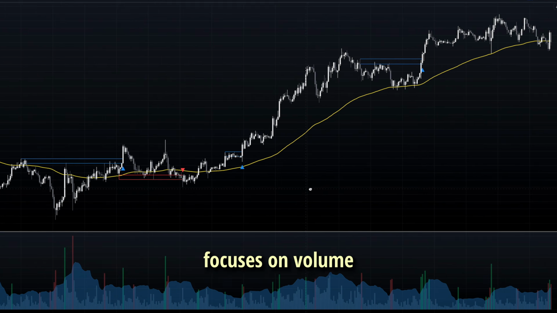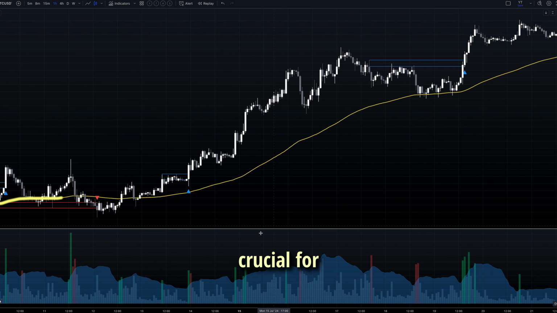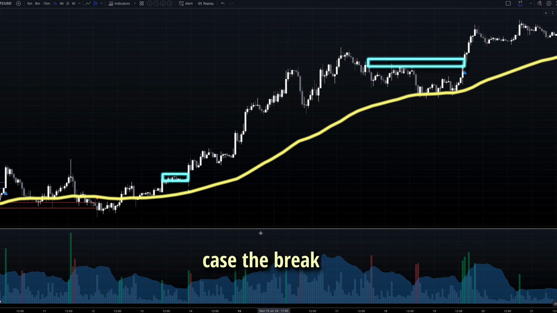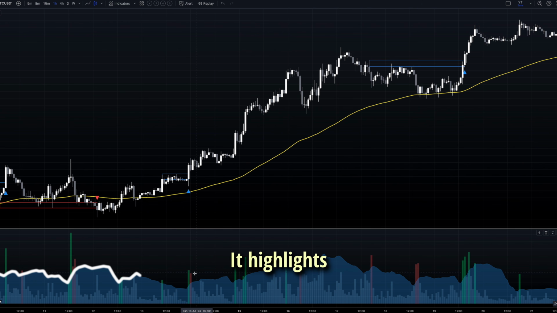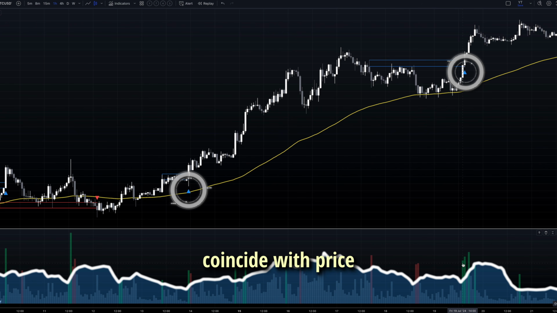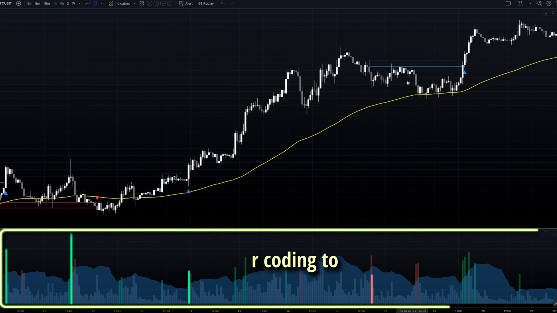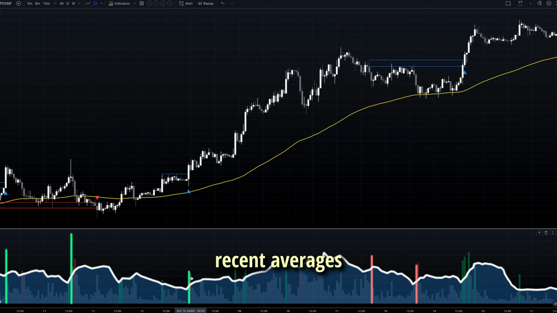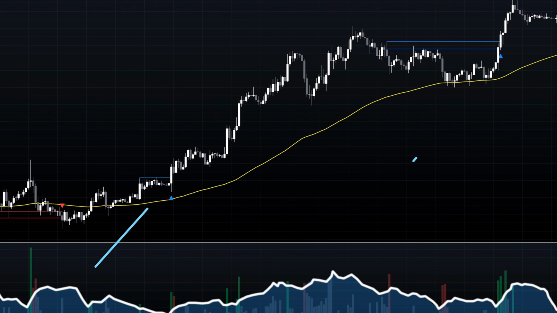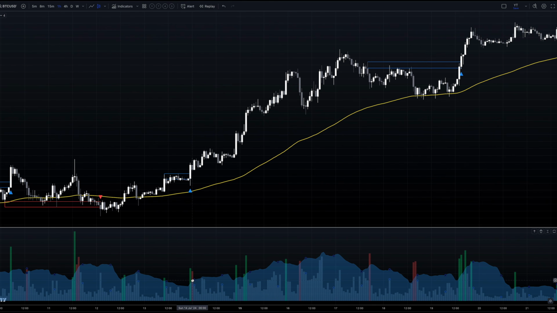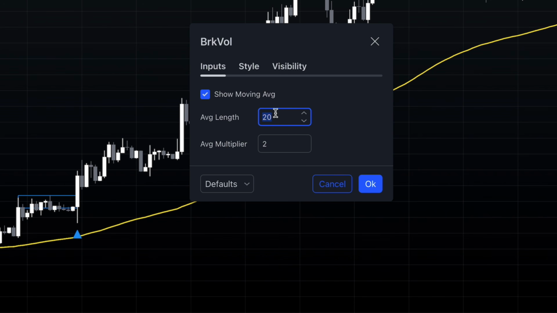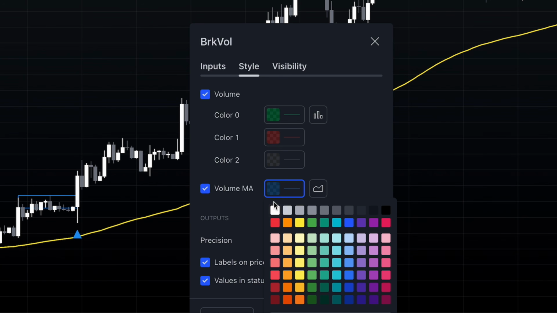This indicator focuses on volume analysis, which is crucial for confirming price movements, in our case, the breakouts specifically. It highlights volume spikes that coincide with price movements, uses color coding to show whether buying or selling pressure is dominant, and compares current volume to recent averages. This helps in understanding the conviction behind price moves and the strength of potential breakouts. We'll adjust its period to 50 and change the color to white for better visibility.